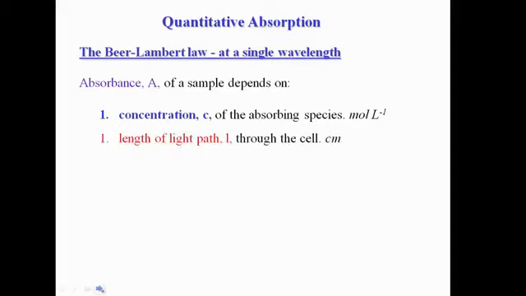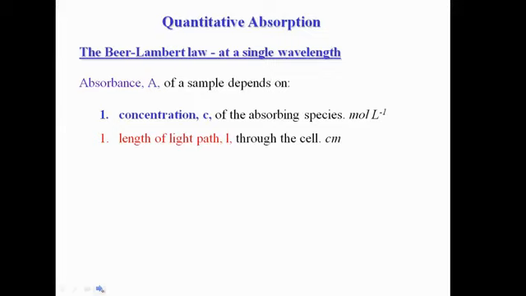Then you have the length of the light path. We crudely mentioned that because of the thickness before, but it's the length of the light path, L, through the cell. And it's usually quoted in centimeters. In SI units, we should be talking about meters, but historically, in this kind of spectroscopy, people refer to centimeters.